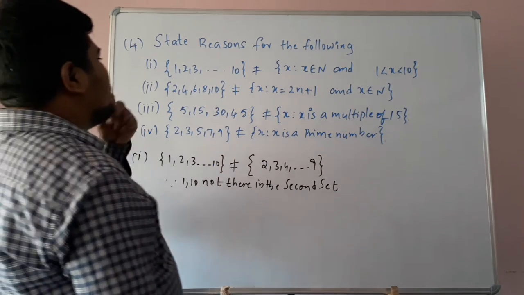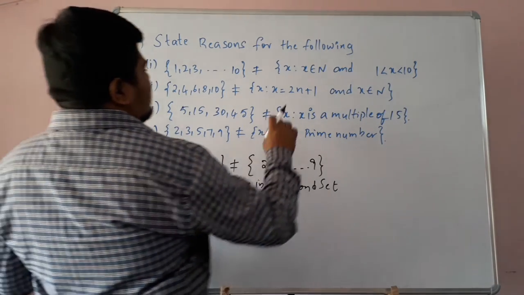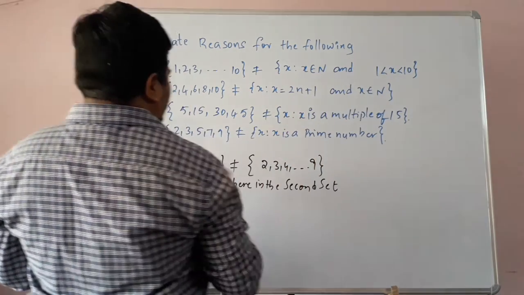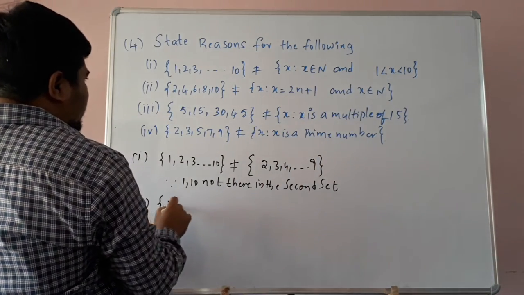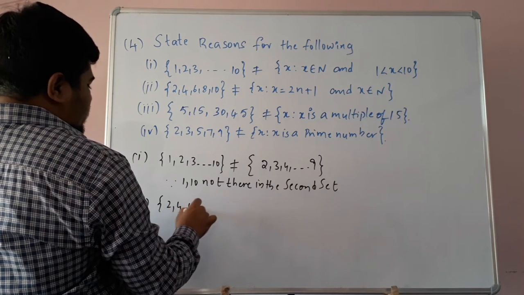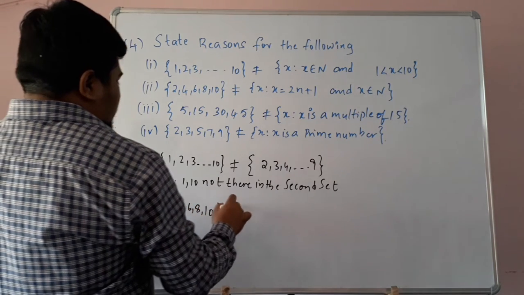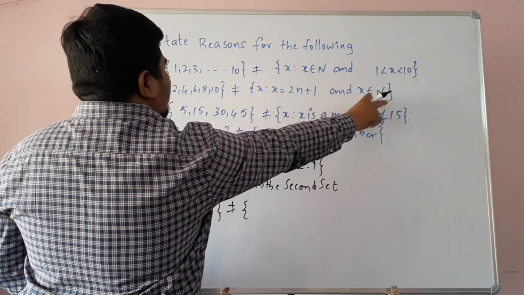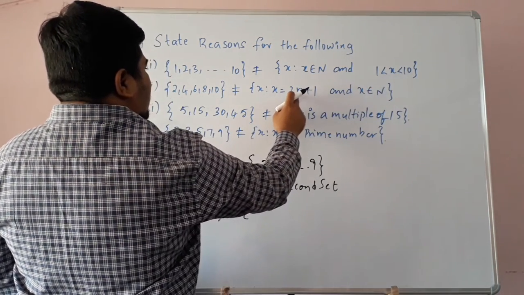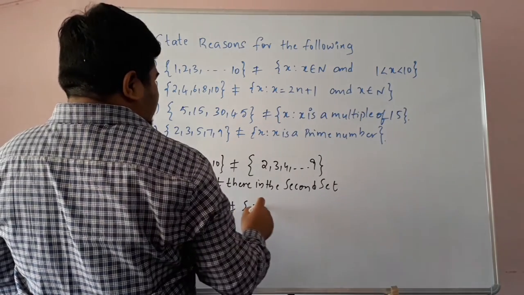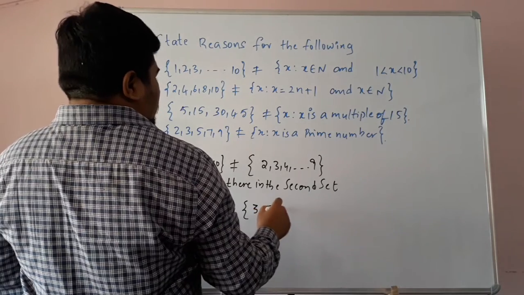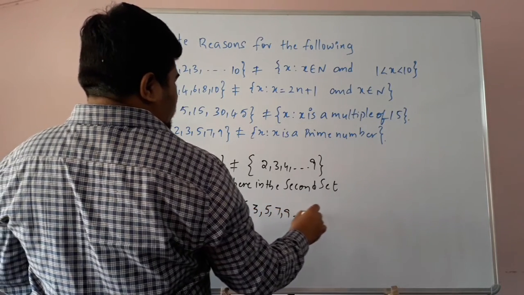Now children, let's see the next problem. {2, 4, 6, 8, 10} is not equal to {x such that x = 2n + 1 and x belongs to N}. So what are the elements here? In the first set we are getting 2, 4, 6, 8, 10. And what is the roster form of the second? n belongs to N, natural numbers starting from 1. Take n equal to 1: 2 into 1 plus 1 is what? 3. And 2 into 2 plus 1 is what? 5. And 7, 9, and so on.